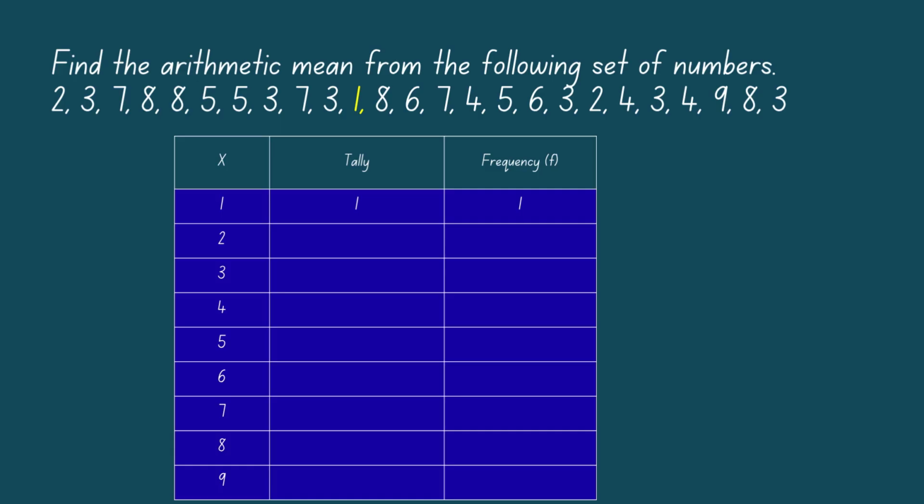Going for 2, there is 1, 2 here. So we put 1 tally mark. Then going forward, we have 1, 2 here. So we put another tally mark here. So we have a total of 2.